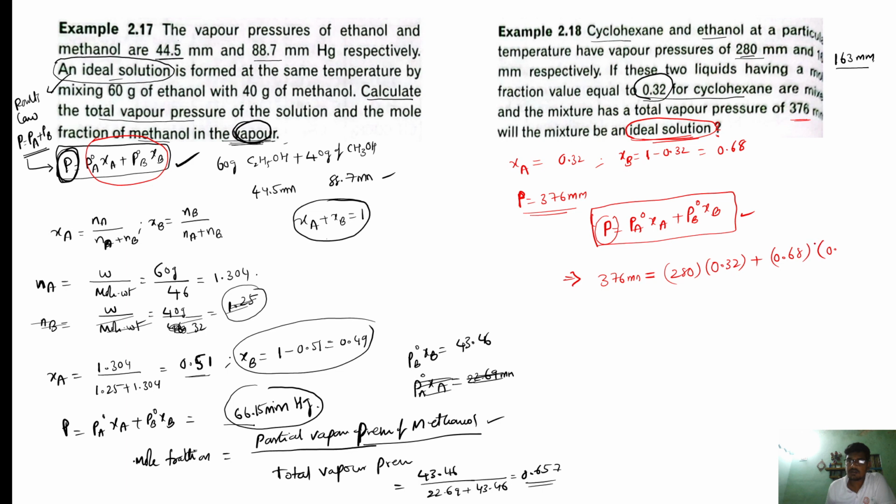this is it is 163. So if you calculate this, it will come around 203.84 mm. But on the right hand side we are having 376. So both are not equal, right? And that is why this mixture will not form an ideal solution, but it will form a non-ideal solution.